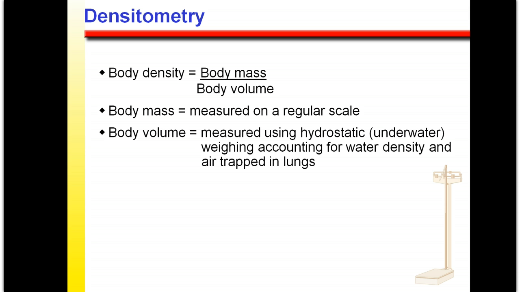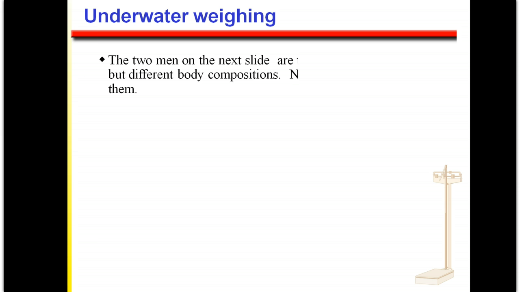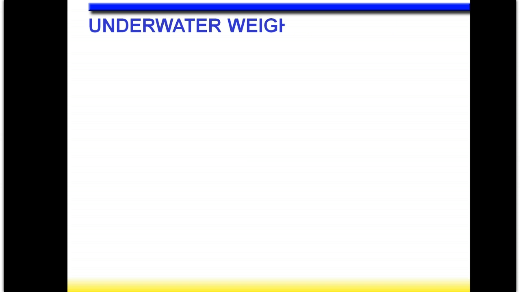In fact, our whole metric system is based on that. We got to account for the air trapped in your lungs because you're not going to get it all out, and the air in your lungs is going to make you float. So if we don't account for that, then we're going to misestimate your body fatness.